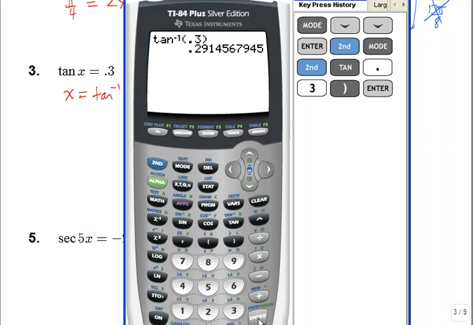If it's a positive 0.3 like we're working with, then that's going to have to be an angle in quadrant 1. If it had been a negative 0.3, then our answer would have been an angle in quadrant 4, and it would have been a negative 0.29 radians. So we just want to always keep in mind those restrictions on those inverse trig functions. So let's go ahead and write this down and see how we can finish off the problem from here.